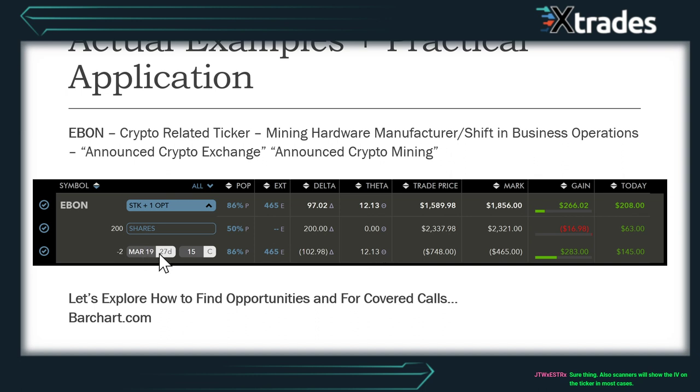And the reason is because I sold these, what I consider expensive covered calls, right? $374 for the 15 strike. That means that EBON by March 19th has to be at least $18, what did I say again? $18.74 before I quote unquote lose potential profit on this play.